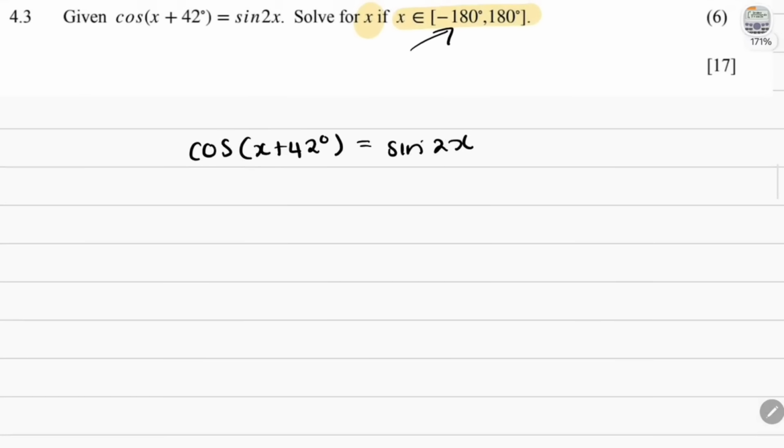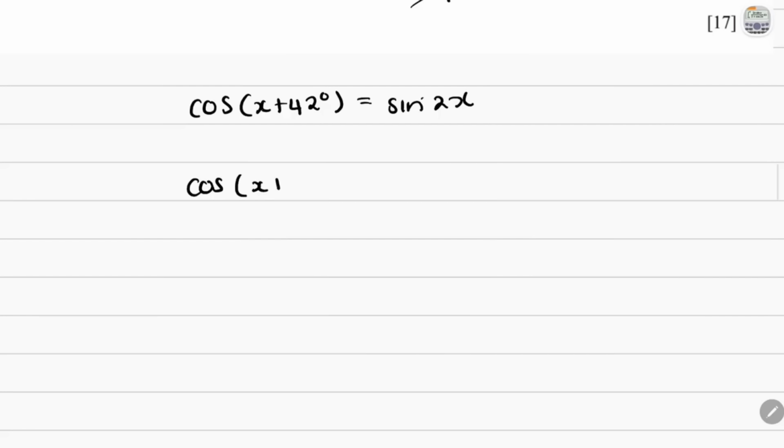Straight away, what do you notice? One has x, the other has 2x. You can't just work with them like that. You can't even form tan x like this. So what would be advisable to do is to change one of these to cos or sine. So you can change this to sine, or you could change this to cos. And I'd rather go with changing this to cos, okay? So they will both have cos, and we'll be able to use the second function of cos. So x plus 42 degrees is equal to, and we'll change this to cos of 90 degrees minus 2x.